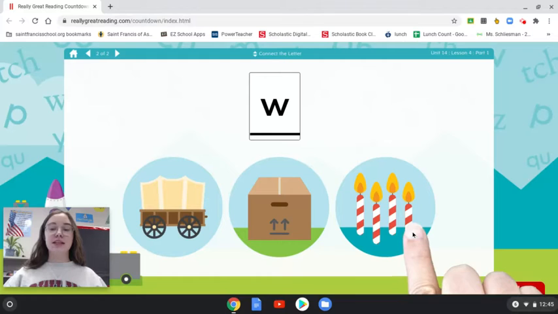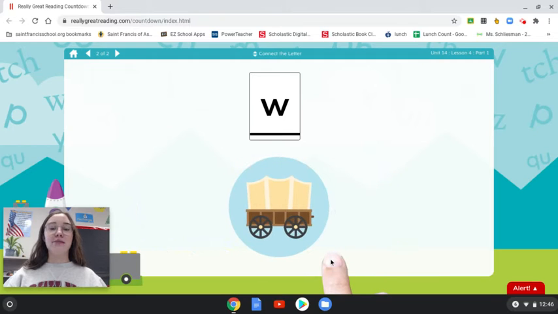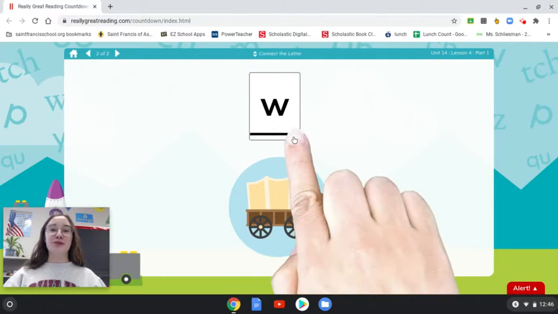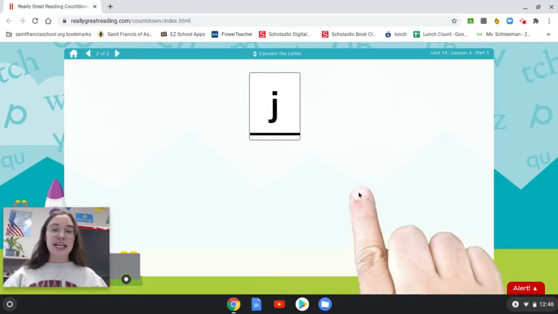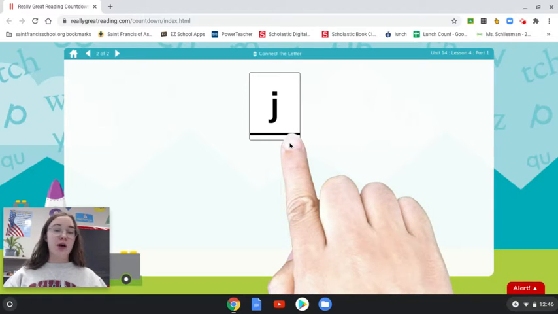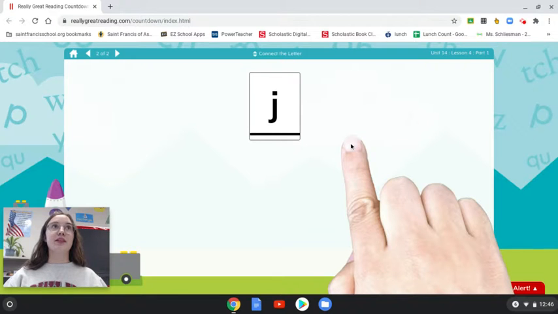Wagon, box, candles. Which one begins with W? Wagon. Wagon begins with W, so it starts with the letter W. This is the letter J. What sound does J spell? J.